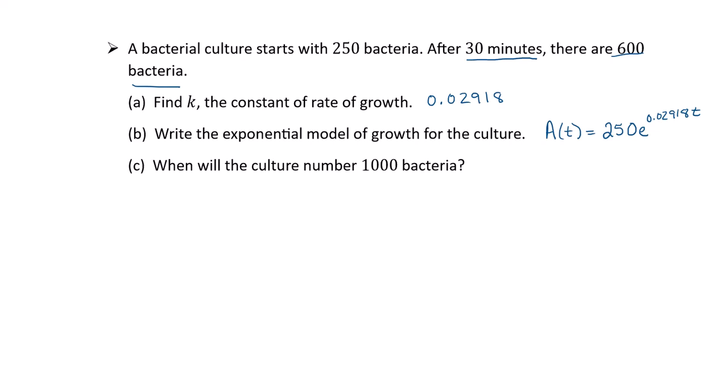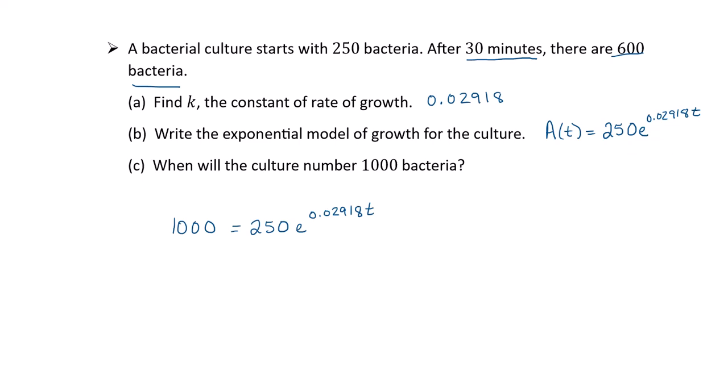Now, when will the culture number 1,000 bacteria? We can use the model that we just made. 1,000 is our ending amount that we want, and 250 was the starting. Here's my k, my constant of growth. And when I'm looking at this, t is my variable that I'm solving for, the when.